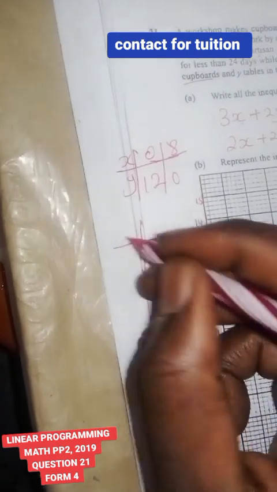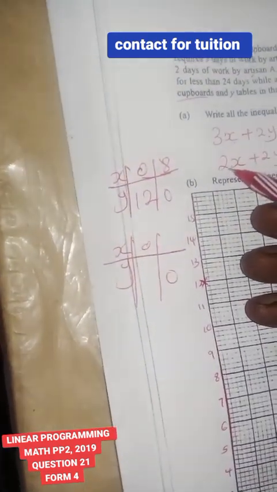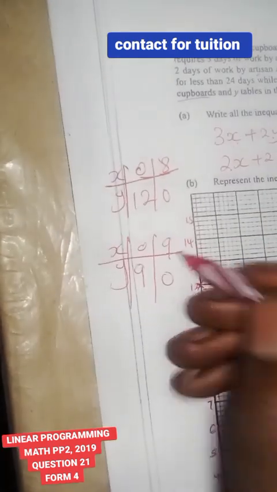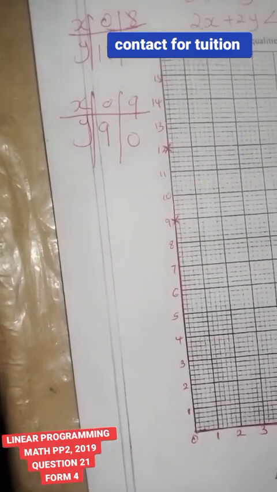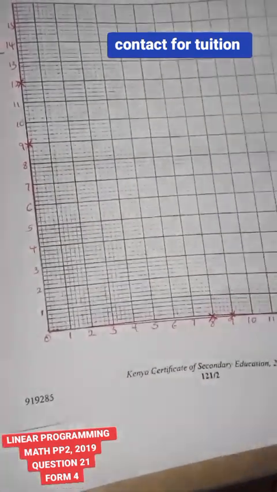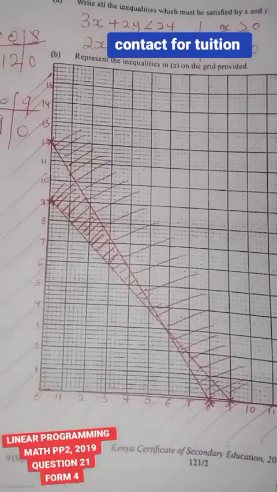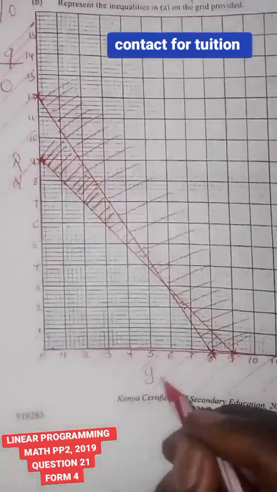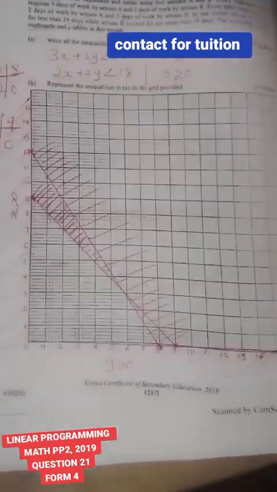Then also the next one, we can use the xy, 0, 0. If I put here 0, I'm going to divide the y by 2, so y will be 9. If I put here 0, also it will be 9. So 0, 9, and 9, 0. Then I'm now going to join them. So this is how the drawing is supposed to be, and also the shading. So this side should be for x is greater than 0, and this side should be y is greater than 0. Then the other ones we have done them.